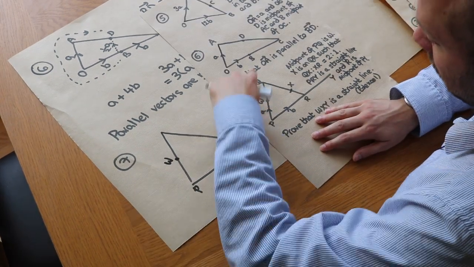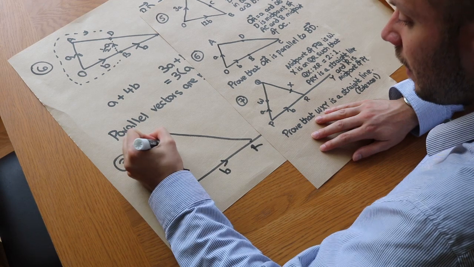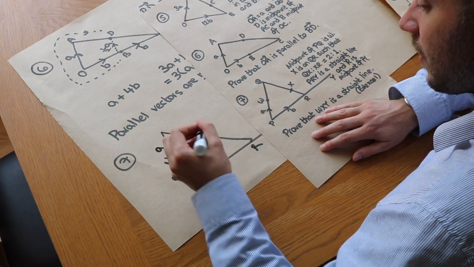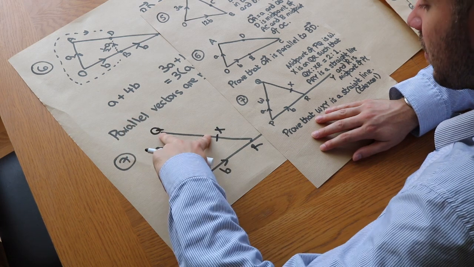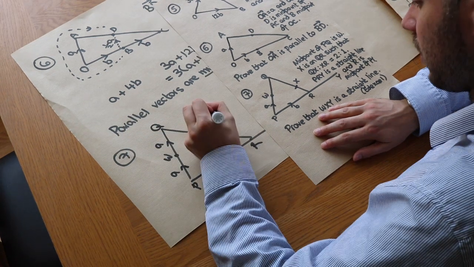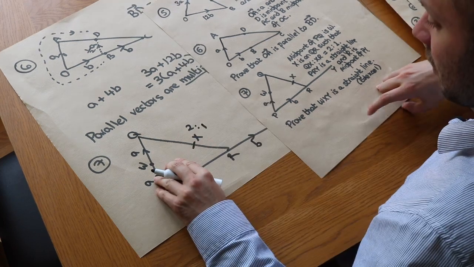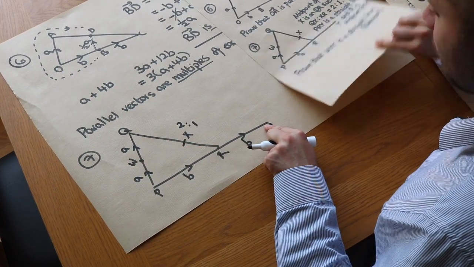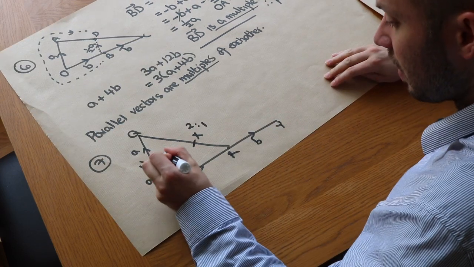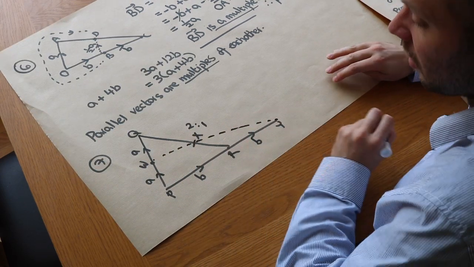And W is the midpoint of P to Q, so if that is a vector A, that vector will also be A. And we're told the ratio of QX to XR is 2 to 1. If I write that ratio on, that's going to be helpful. And we need to prove that WXY is a straight line. So this is apparently a straight line.